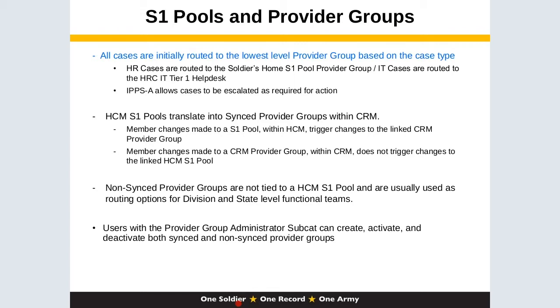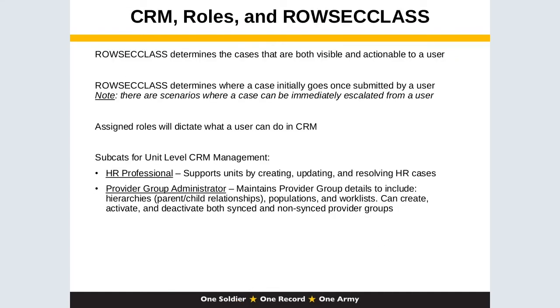CRM roles and ROWSECCLASS. ROWSECCLASS determines the cases that are both visible and actionable to the user. Basically, certain subcats are provided: unit-level CRM manager, your HR professional, and your provider group administrator. Within these ROWSECCLASSes, it will give you the ability to action certain cases.